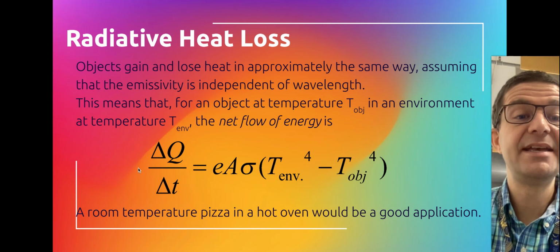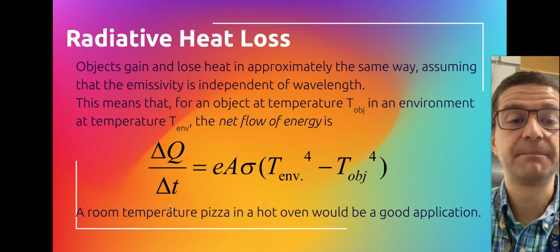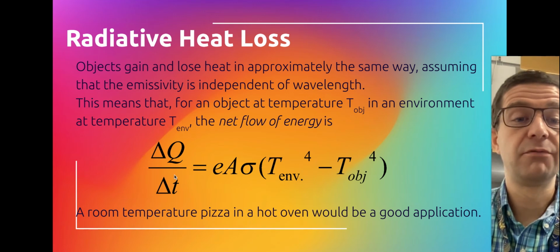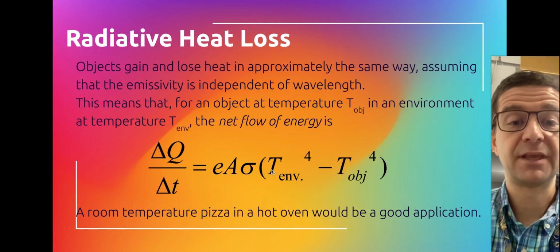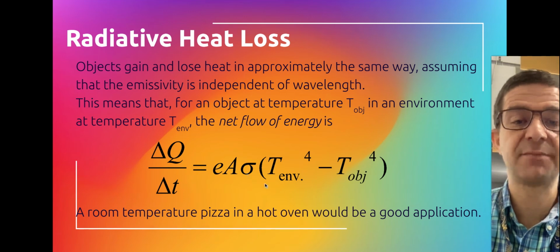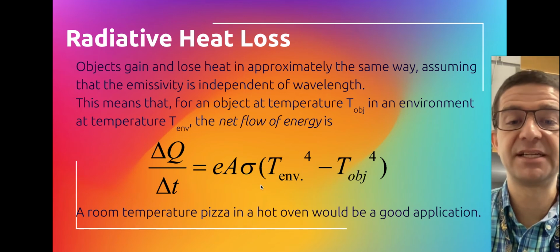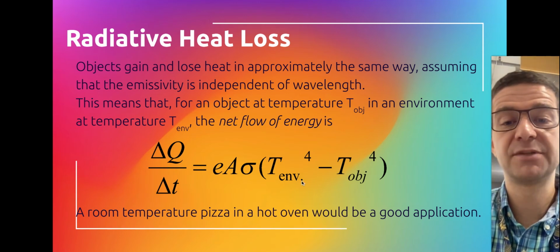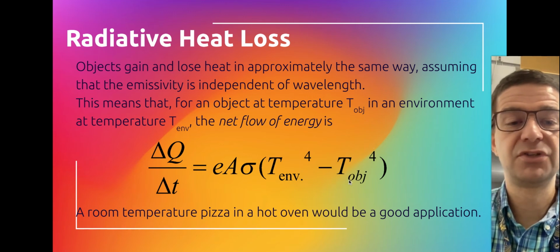So then the net flow of energy, not the flow out or the flow in, but the net flow, would be the flow in, which is the emissivity times the cross-sectional area times the Stefan-Boltzmann constant times the environment's temperature to the fourth, minus the flow out, which would be emissivity, area, Boltzmann constant, times the object's temperature to the fourth.